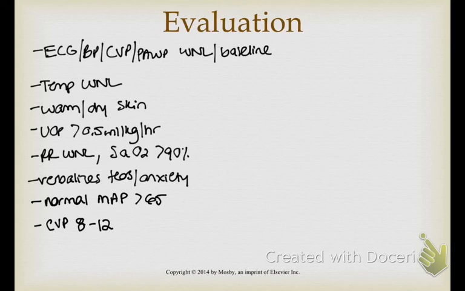Respiratory rate normal. Again, we want that MAP, the mean arterial pressure, to be greater than 65, because that means that we have enough pressure to perfuse the brain. We want that central venous pressure to be 8 to 12, because then we know that the heart is pumping out enough blood to the tissues to get perfused.